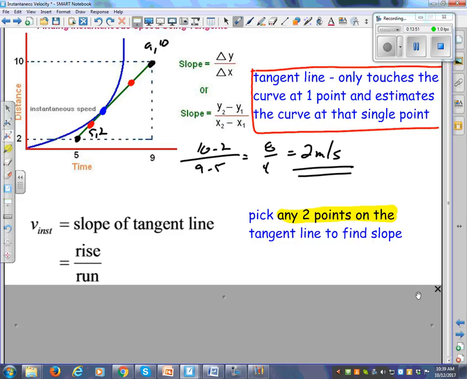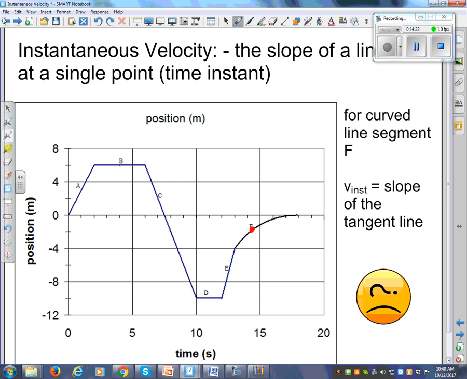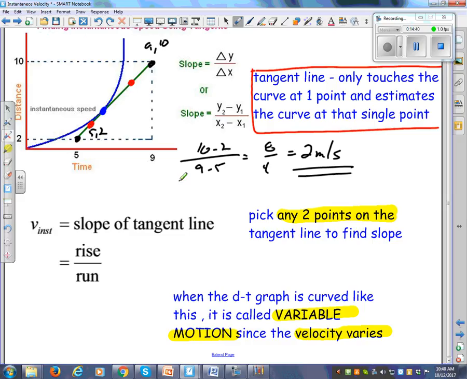Now there's a special name for this. When the dt graph is curved like this, this is called variable motion because the velocity varies. Variable motion or accelerated motion. It's speeding up or it's slowing down. If this is called variable motion, what would it be called when it's a straight line like this? When it's moving at a constant speed, you call it constant motion. This, when it's curved, is called variable motion. It varies.